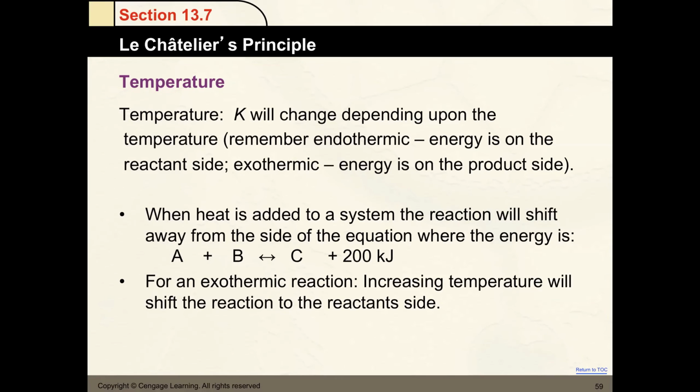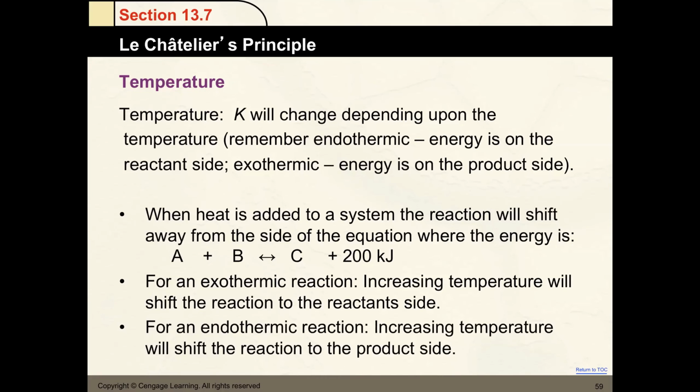So again, if you have an exothermic system and you decide to add more heat, it will cause more collisions on that side and make more of the opposite side. We call that a shift left. If it was an endothermic reaction, you would have seen the heat over here, and in an endothermic reaction, adding more temperature would cause it to shift to the right. It would cause more collisions over here. As a result, more product would be made.